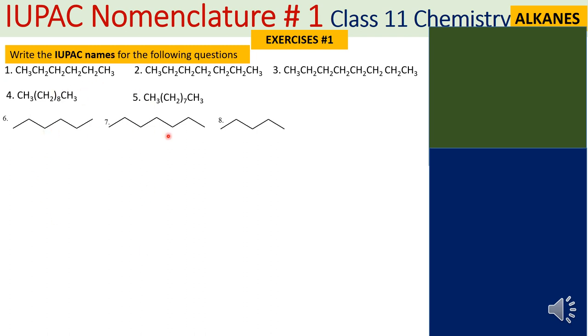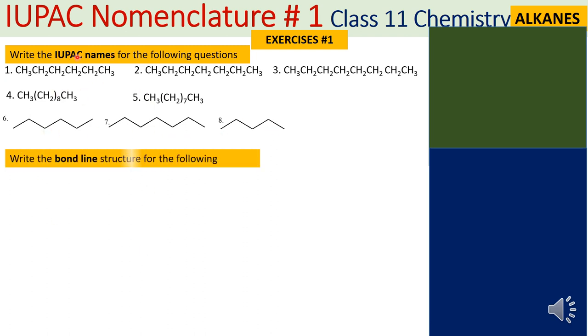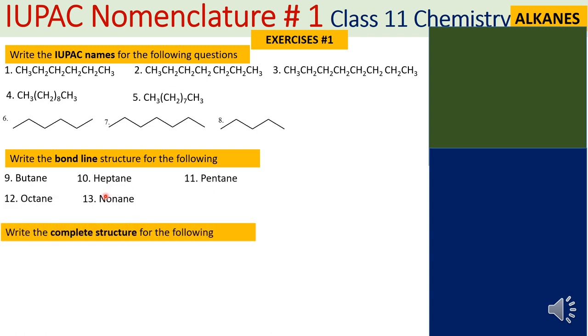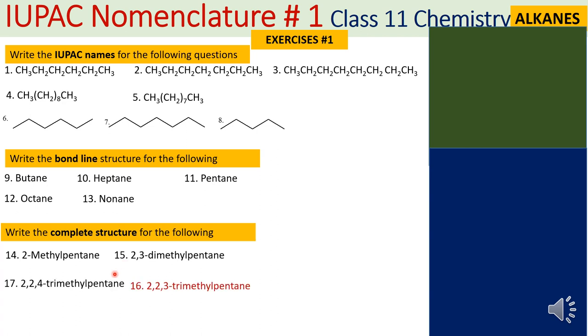Okay. Now here a bond line structure is given. You have to write the names for this. Now you have to write the bond line structure like this for these compounds whose names are given. Okay, so that has to be written. Now the complete structure. This is a condensed structure, bond line structure. Name is given. Write the bond line structure. And now you have to write the complete structure. That means each bond, carbon-hydrogen bonds, and also the prefixes are to be shown properly. So these are the questions. Right.